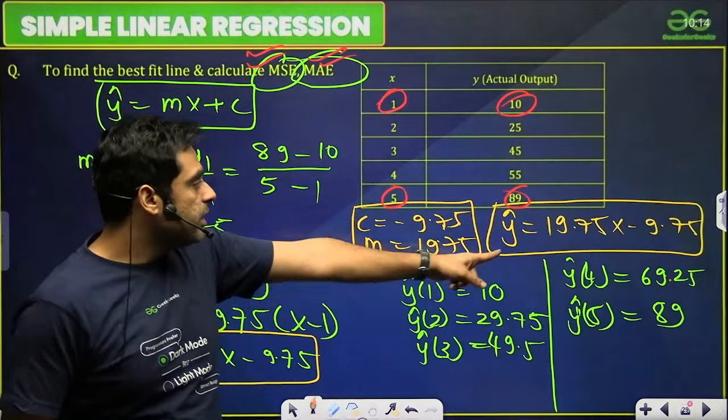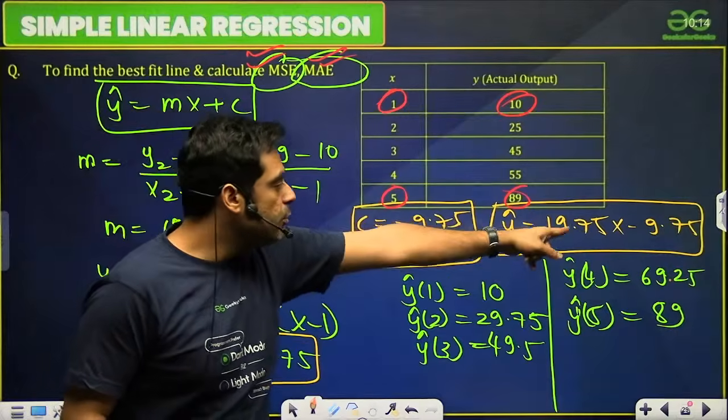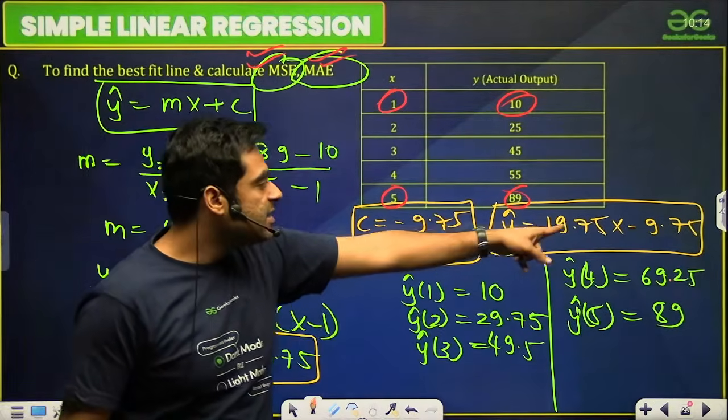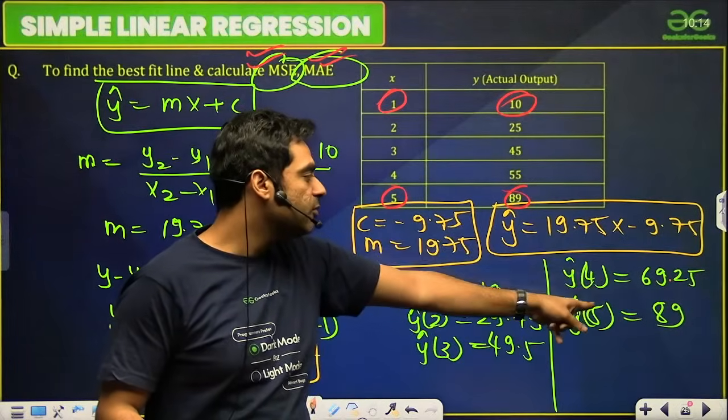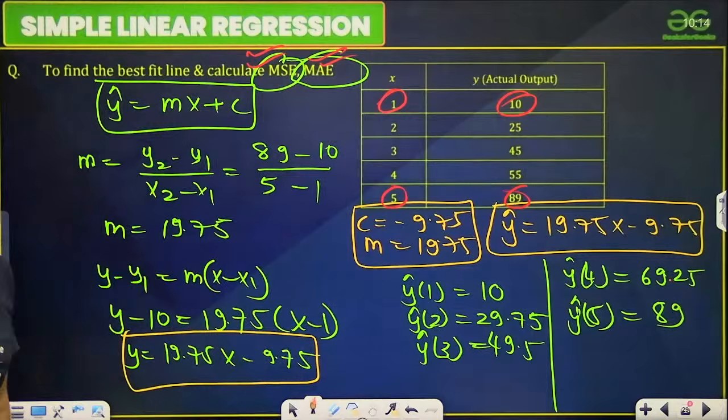Then I have to put x equals 2 in this equation, the best fit line that I have obtained. Then x equals 3 in this equation, I can get y hat 3. X equals 4, I can get y hat 4. X equals 5, I can get y hat 5. I hope this is clear.